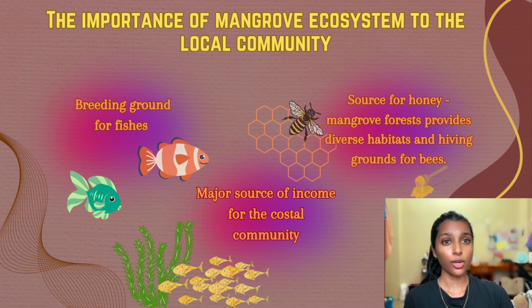Fishing is a primary source of livelihood for the coastal community. The productivity of the mangrove ecosystem ensures a steady supply of fish for the fishermen. These local fishermen can sell their catches in the market to gain income or provide it as a food source for their family. Apart from that, mangroves also play a significant role in the production of honey.